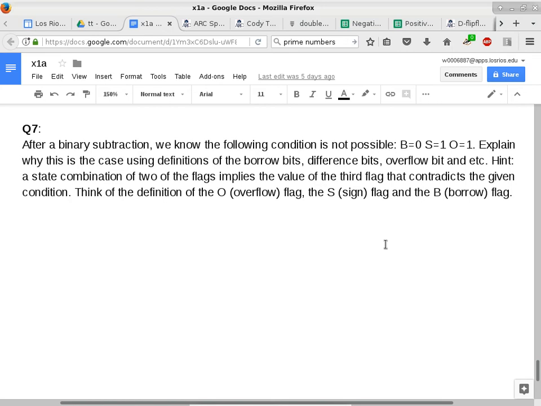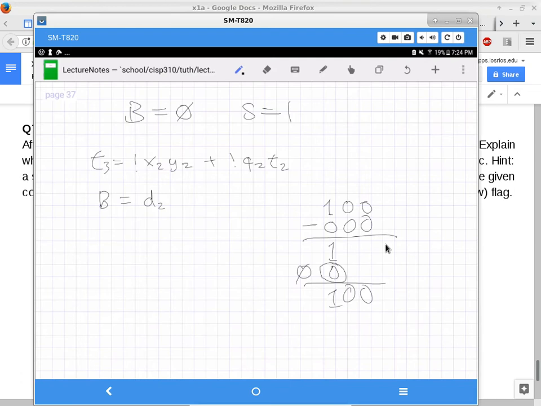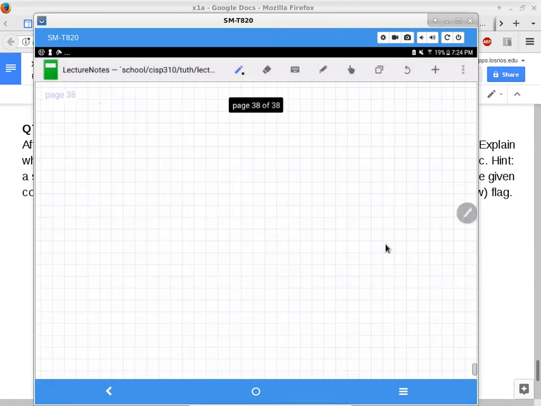So once again, let me copy the question first because I cannot remember. BSO is 011. Okay, BSO is 011. So I'm going to focus on the overflow flag first, okay? Because the overflow flag is one of the more restrictive flags. It touches on a lot of things, okay? And that's what we like about it.